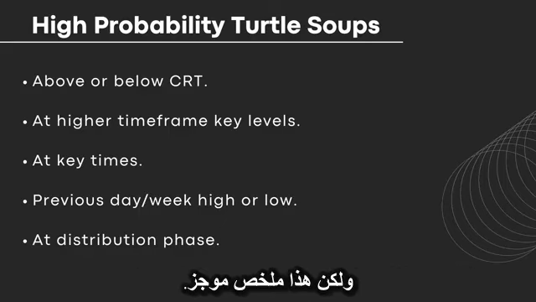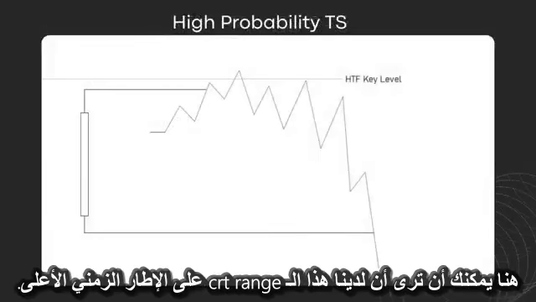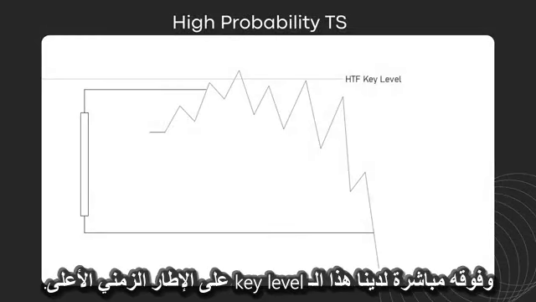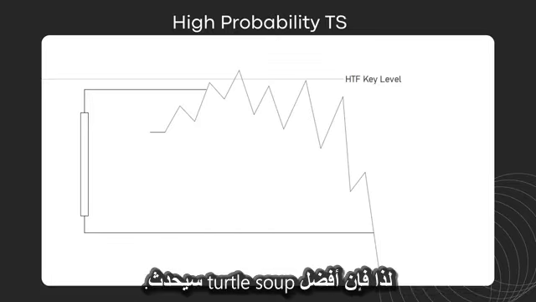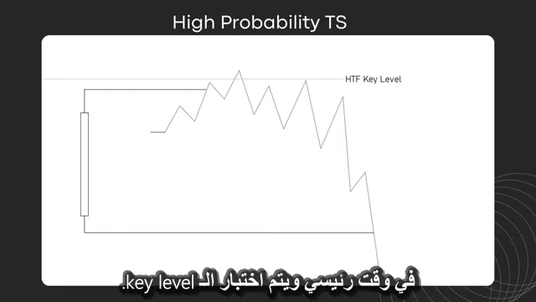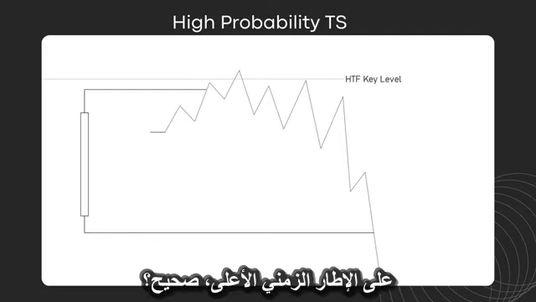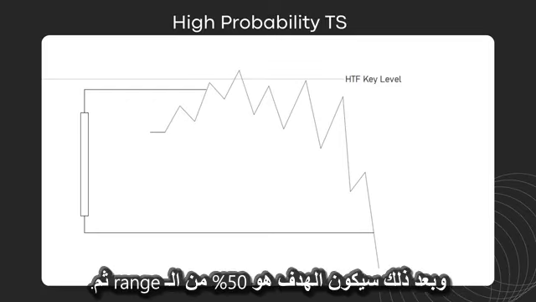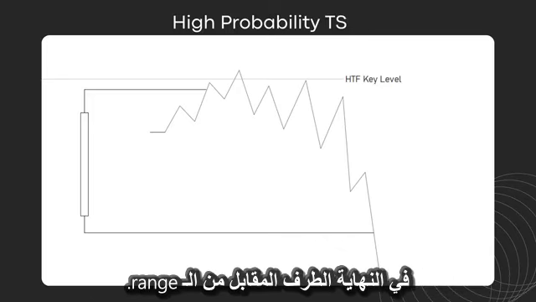Moving on to the next slide, right here you can see we've got this CRT range on the higher time frame, and just above it we've got this higher time frame key level. So the best turtle soup will occur right above the CRT range when it's purged at a key time and the higher time frame key level is tested, right? And then the target would be 50% of the range, and then eventually the opposite of the range.